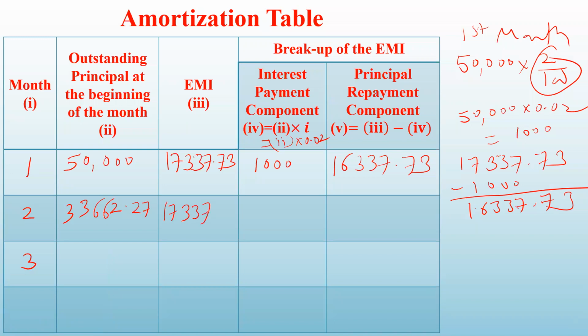EMI is same. So after you paid the second installment, what is the interest? Interest on this principal. So multiply this by 0.02. You will get 673.25. And what is the principal repayment? 17,337.73 minus 673.25. I've written here third minus fourth column. That gives you 16,664.